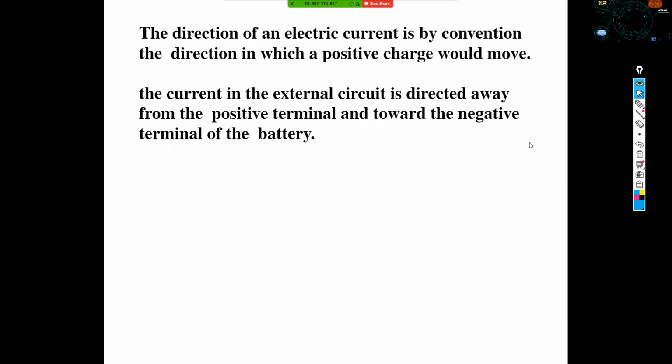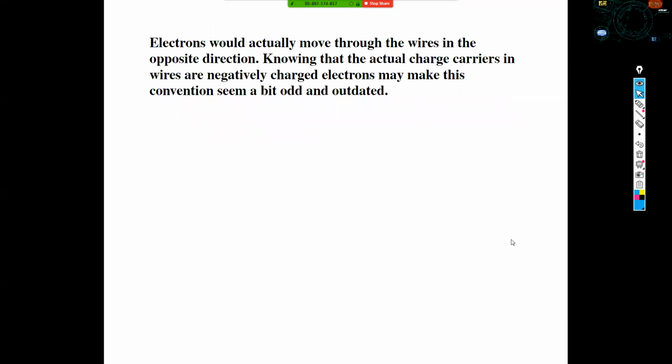So the direction of electric current, by convention, is the way a positive charge would move. So the charge is going to be moving out of a positive terminal, because a positive is going to want to get away from the other positives. So they're going to leave the positive and return to the negative terminal of the battery. But understand, if you could actually see what was going on, it's the electrons that are moving the opposite way. So you have to be very, very careful with that.